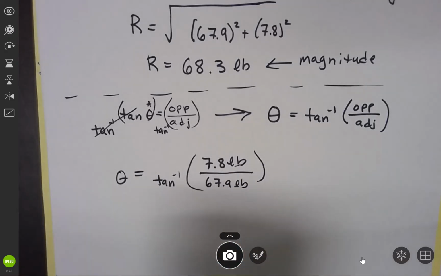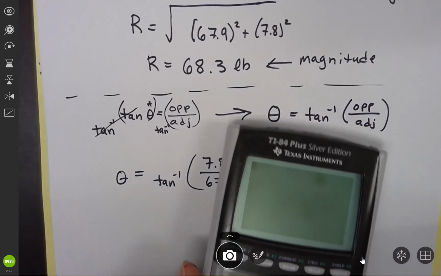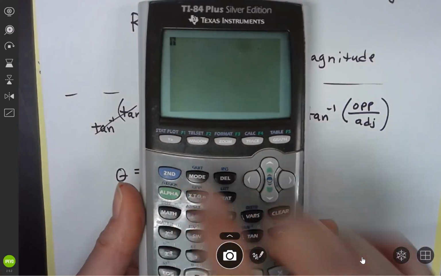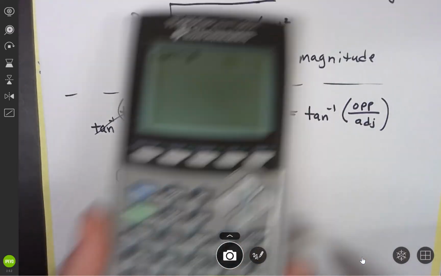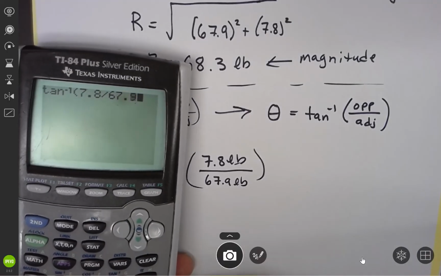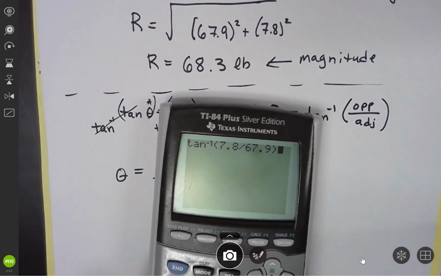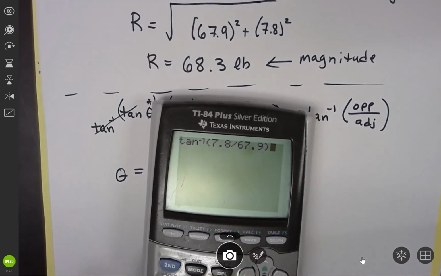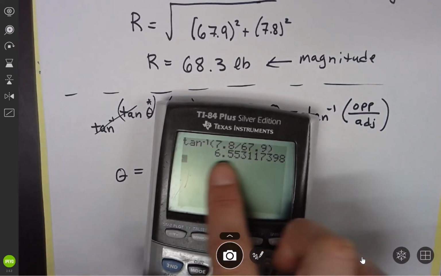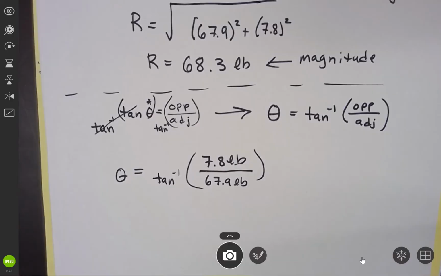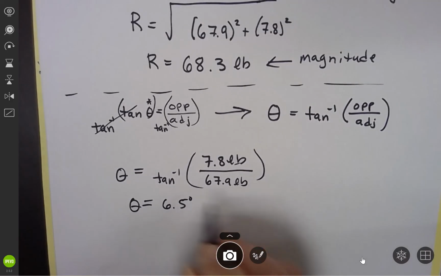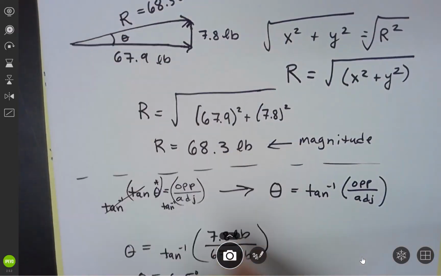So again, if you have a calculator that has parentheses, the tangent to the minus 1 is usually shift tangent or second tangent. And then I'm going to do that division problem in there, 7.8 divided by 67.9. This right there is what you want your calculator to do. So inverse tangent, parentheses, that fraction, and then we hit enter, and it shows me that this is a 6.5 degree angle, which is a really tiny angle, but if we look at it, it is a pretty small angle right there.